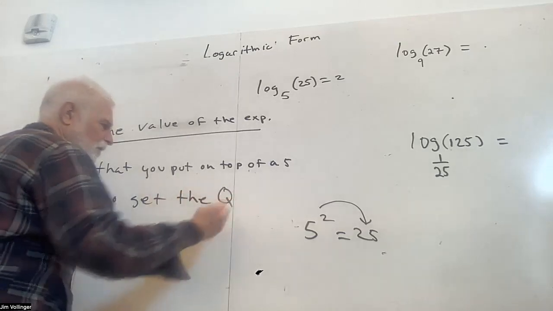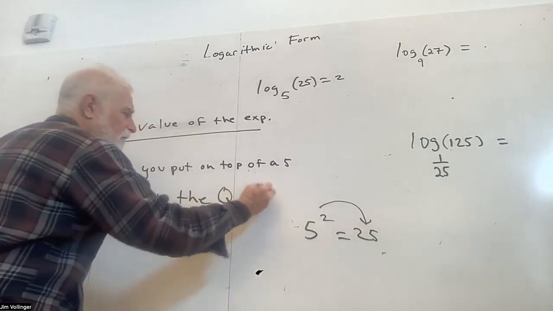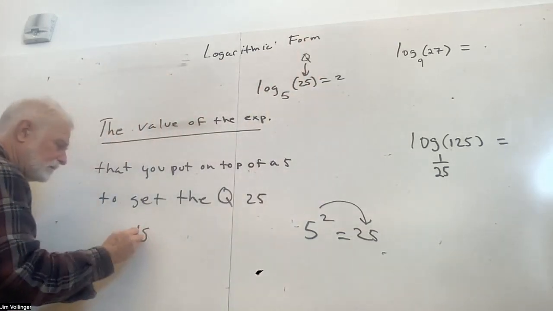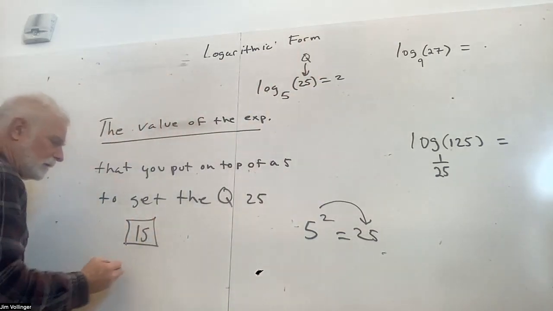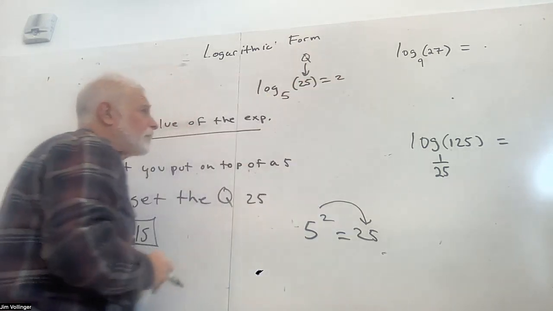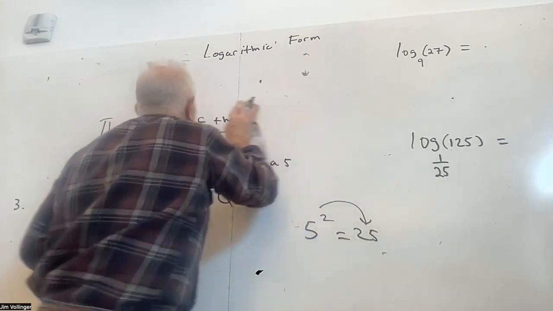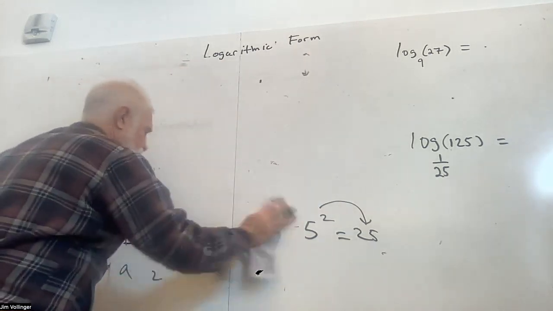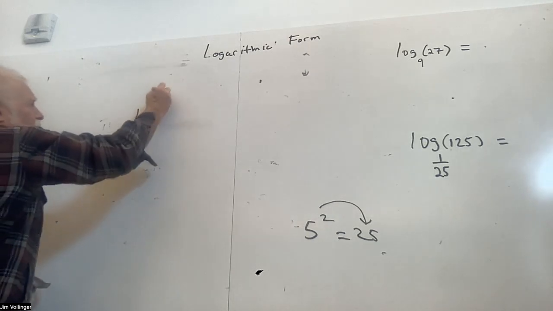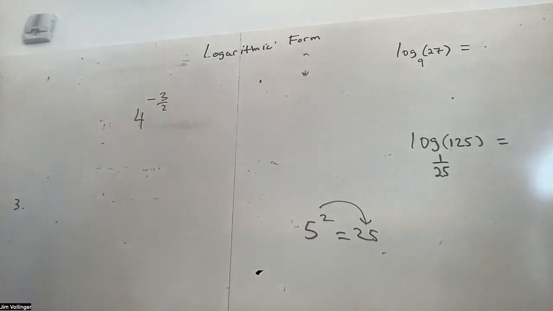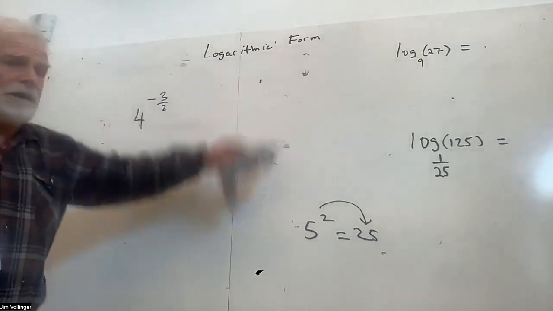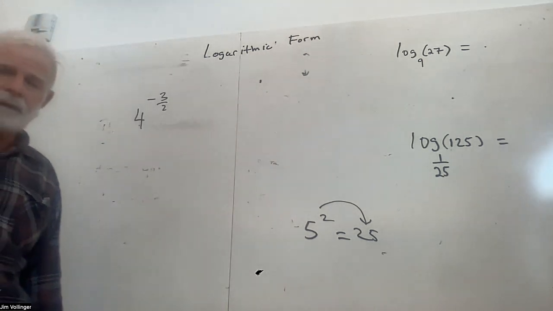I'm just going to put a Q here right now. Quantity 25. That would be this quantity is, which is really an equal sign, a 2. That's what's being expressed here. All right, so let's go back. A little repetition here. You perform this calculation quickly: 4 to the minus 3/2. Okay, see if you can do that. Pause the video, get an answer, and then see if you can write it in logarithmic form.